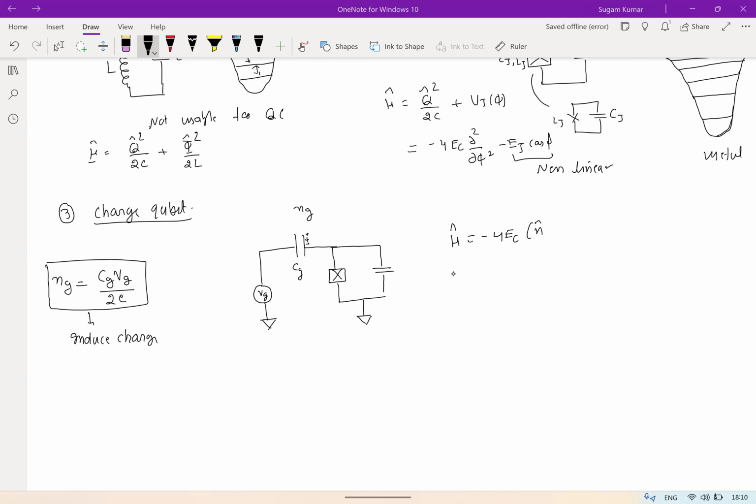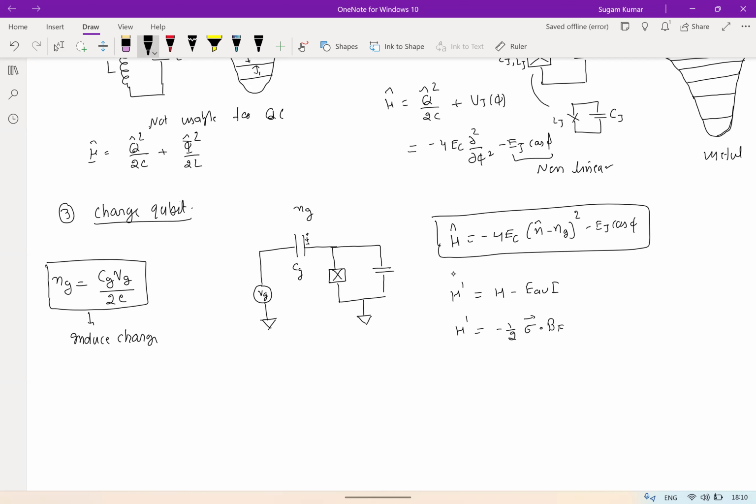So this is N minus Ng, whole square, minus EJ cos phi. This is the Hamiltonian we get at the end. Then I said we can make this Hamiltonian symmetric, H minus E average times I. This H dash then looks like minus 1/2 sigma dot B, which is similar to our spin Hamiltonian, which is nothing but minus gamma h-bar by 2 sigma dot B.